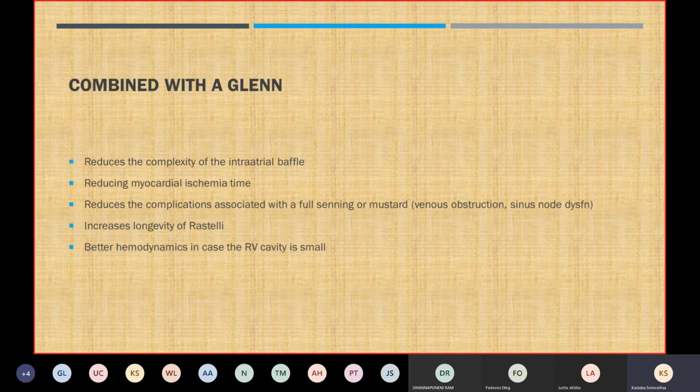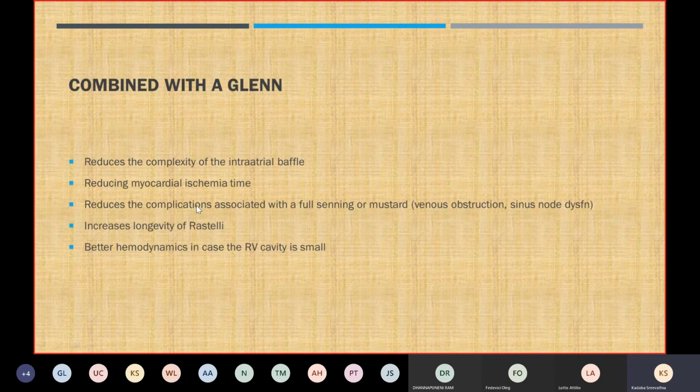So there's no question of rerouting the SVC into the systemic baffle. So the baffle can be smaller. The complexity of routing the baffle is less because we only have to take care of the IVC routing, and we don't have to worry about the SVC. Obviously, the Glenn can be performed on a beating heart, and hence it reduces the myocardial ischemia time.